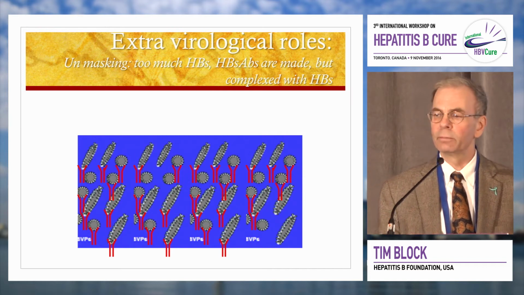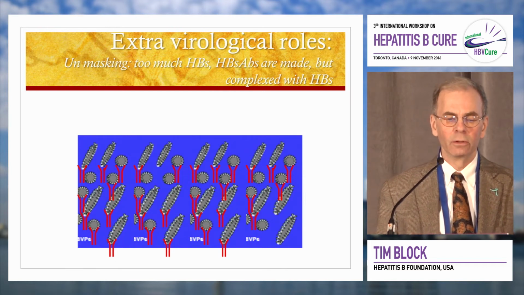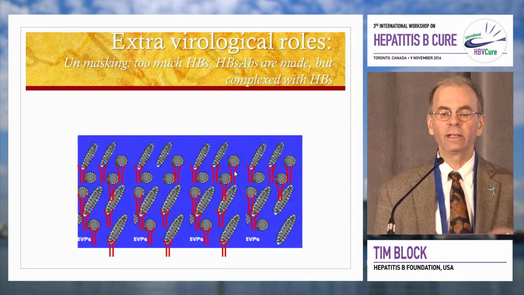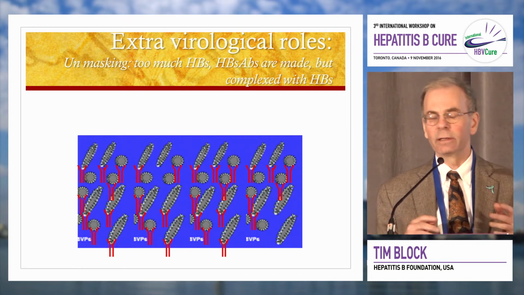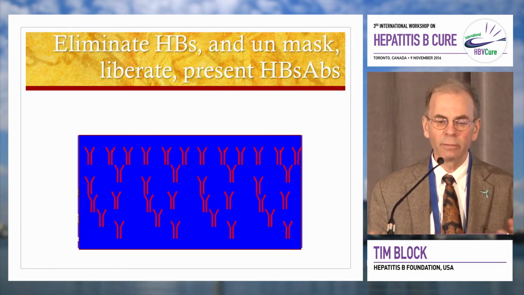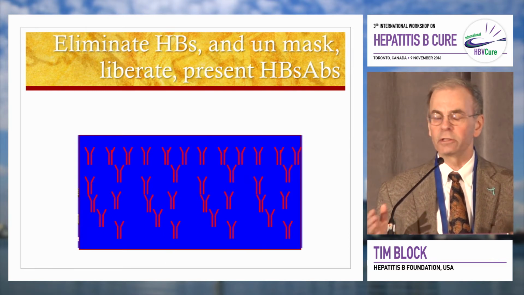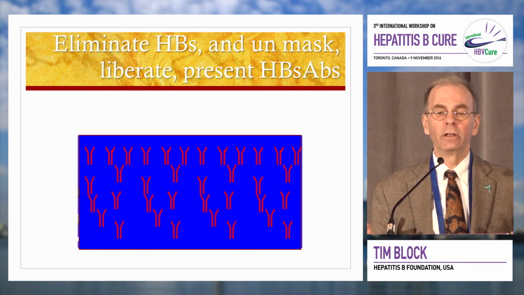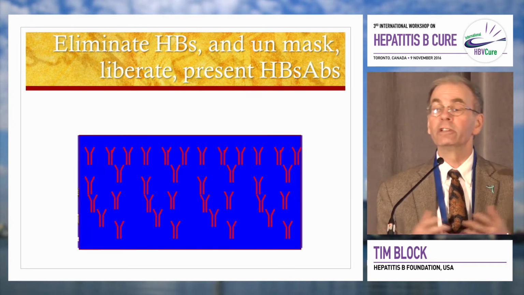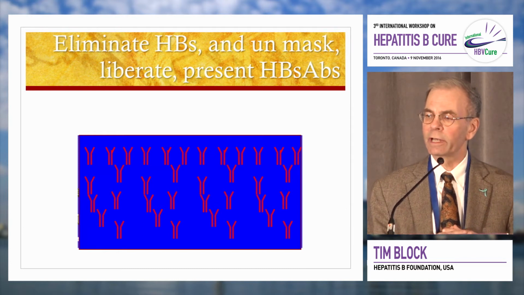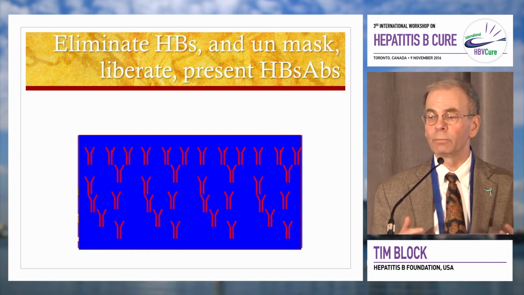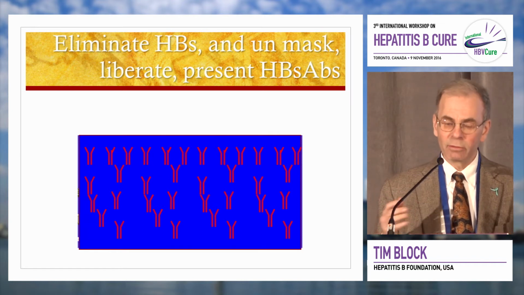The first thing that people have talked about for years is this illustration showing the subviral particles in the circulation, and antibodies shown here in red. It was a simple theory to say that if you eliminate the S antigens in the circulation, you'll unmask hepatitis B surface antibody. Antibody to surface antigen, as you all know, is undetectable mostly in people with chronic hepatitis B. It's one of the definitions. But perhaps people have it in their circulation, just complexed with S antigen. So that would be pretty straightforward.